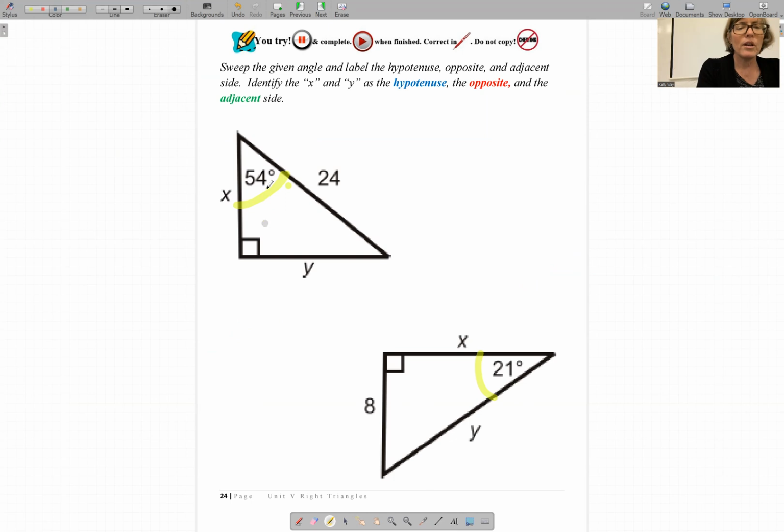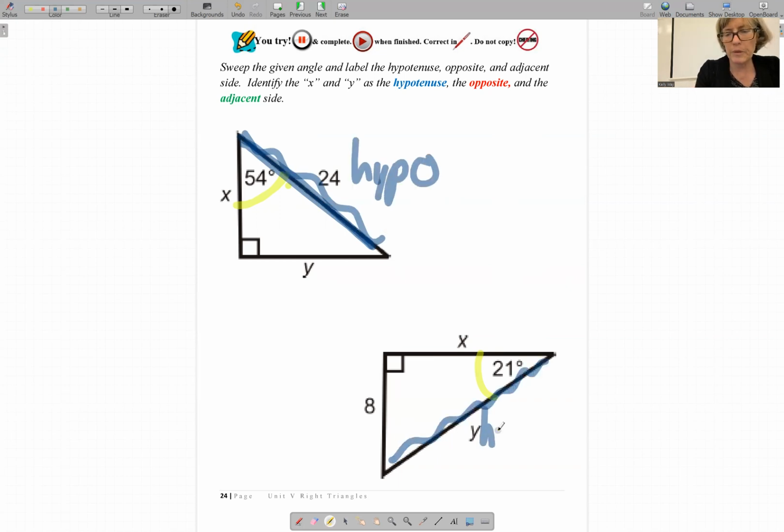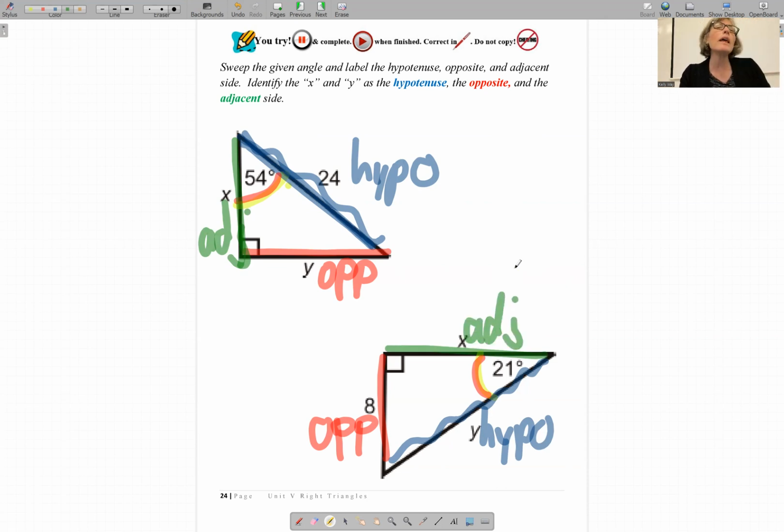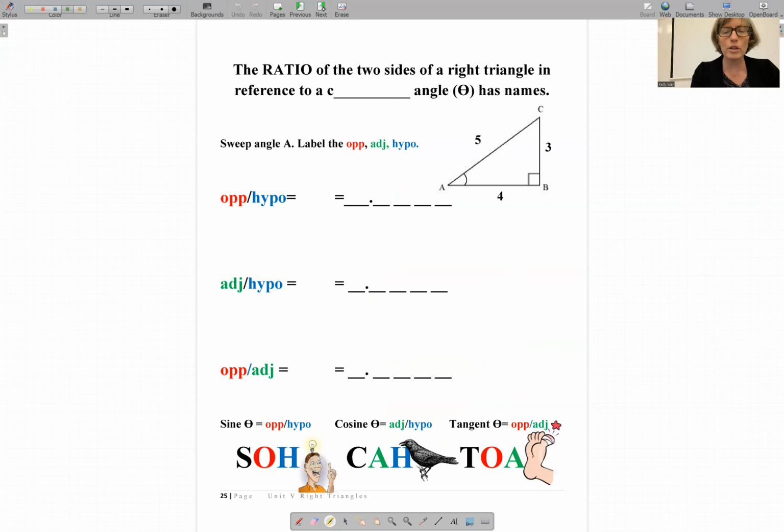In this case, your hypos are both across from the right angle. So your hypos are here, 24, and here. You're not solving for anything yet. You're just labeling. Your opposite of the 54 is here. Your opposite of the 21 is here. Your adjacent side of the 54 is here. Your adjacent side of the 21 is there. Now that you can label opposite, adjacent, and hypo, now we're going to focus on our fractions.